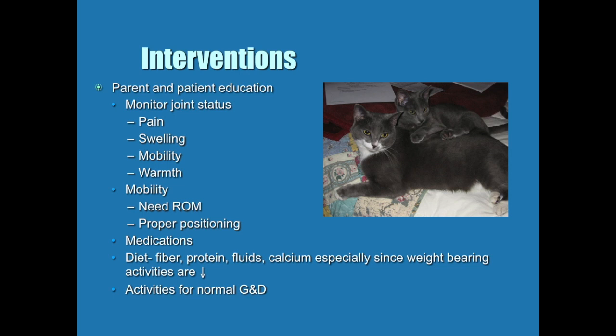Their diet needs to be high in fiber, protein. They need to continue to have increased fluids and calcium because their weight-bearing activities are going to be diminished because of pain. That's what's limiting them. And you don't want them to develop an osteopenia and eventually osteoporosis. We want to promote as many of their normal activities as possible to promote growth and development.